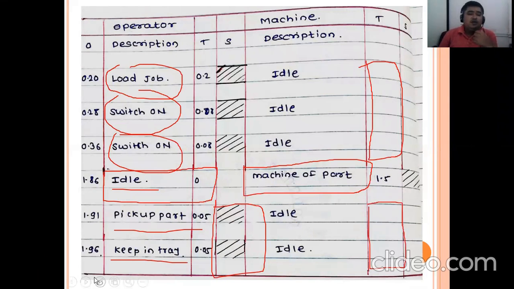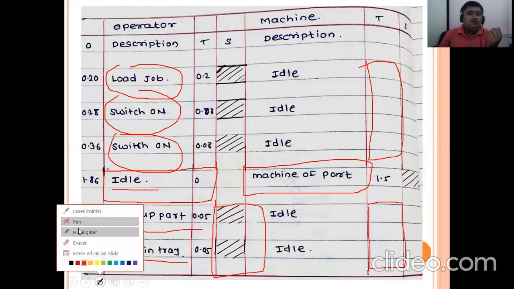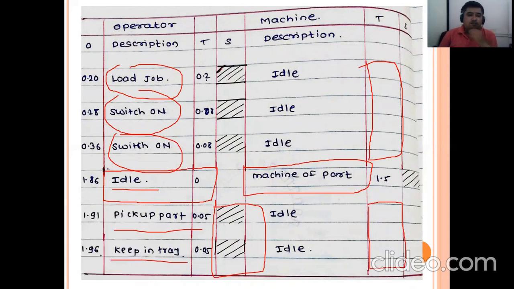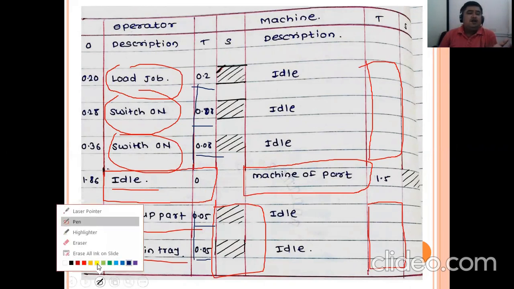So if you look at all these particular things, for the first time the machine operator is busy for, let's say, 20 seconds, then for 8 seconds, then again for 8 seconds. So 20 plus 8 is 28, plus 36, plus this 5 seconds, plus this 5 seconds. For this much time the operator is in busy condition, or working condition.